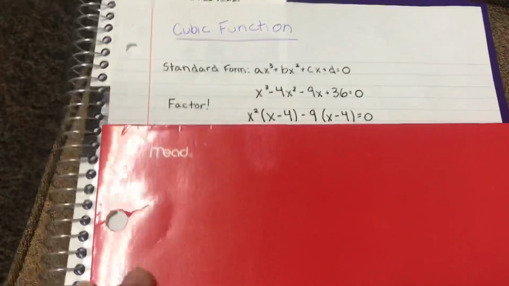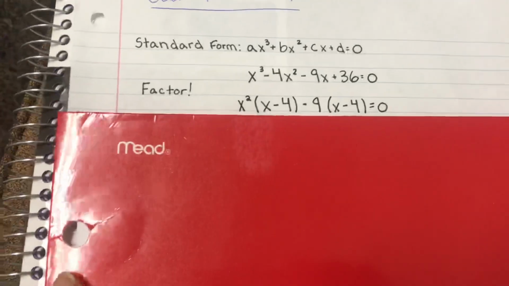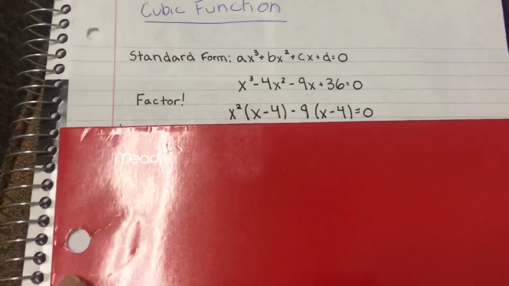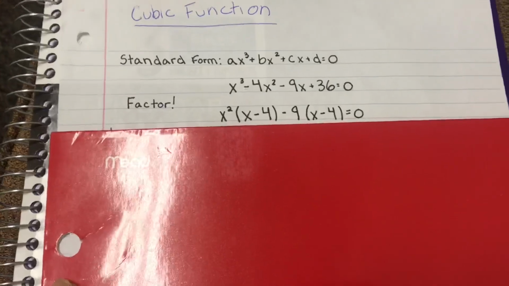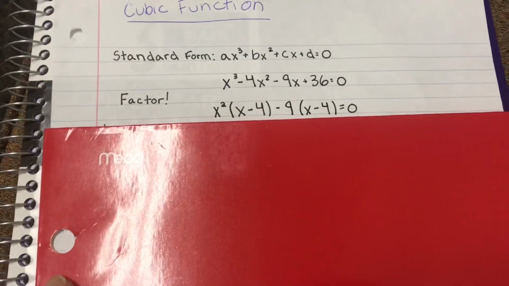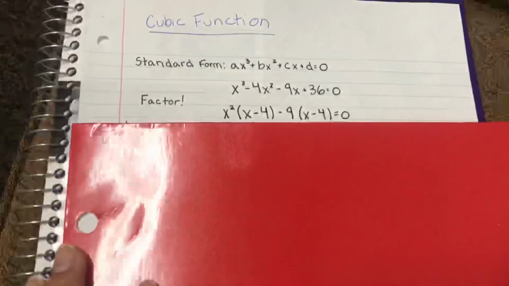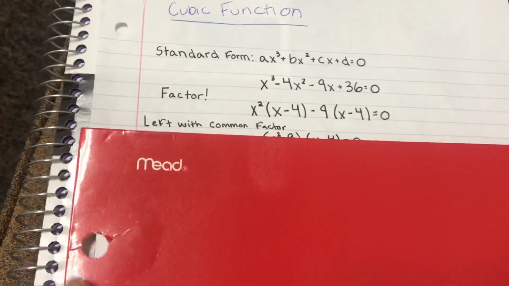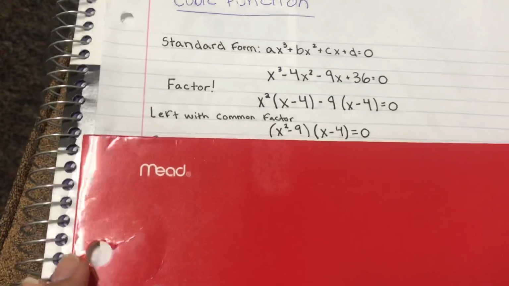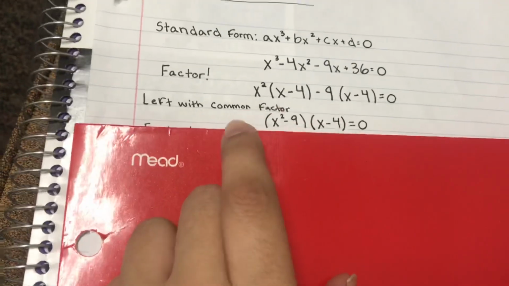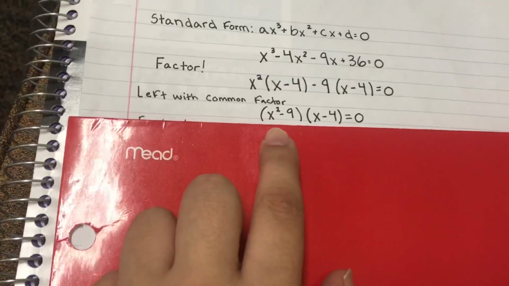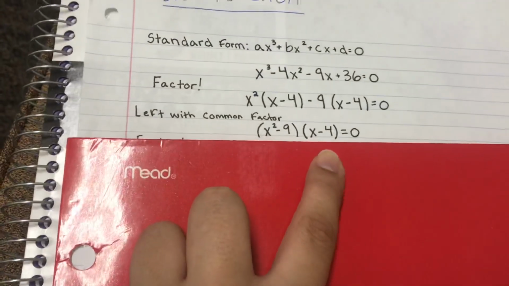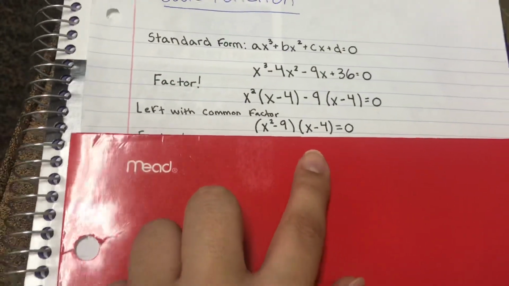So after factoring, we get x squared multiplied by x minus 4 minus 9 multiplied by x minus 4, and then equal to 0. And then with that, you can see that we're left with a common factor of x minus 4. So you're going to take the two numbers on the outside, the x squared minus 9, put them in parentheses, and then multiply that by the common factor of x minus 4.